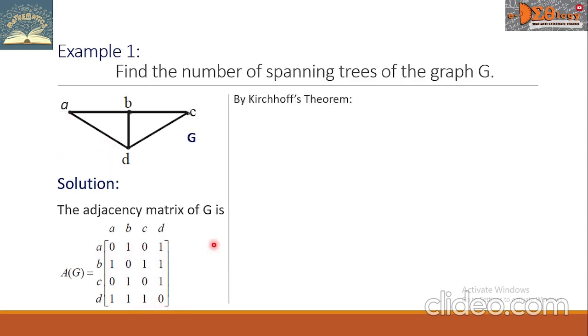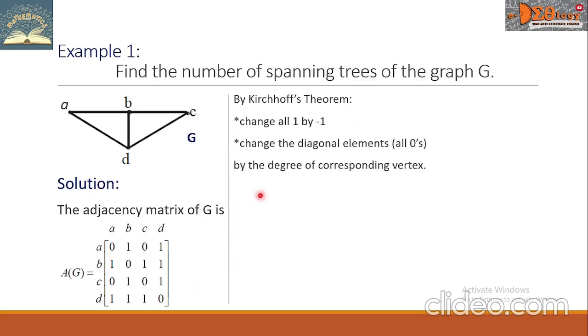Then, by Kirchhoff's theorem, what we will do is change all 1 to -1. Also, on the diagonal, we can see here that all are zeros. We're going to change this diagonal of zeros to the degree of the corresponding vertex. So we have this matrix M. All 1s here are changed into -1.